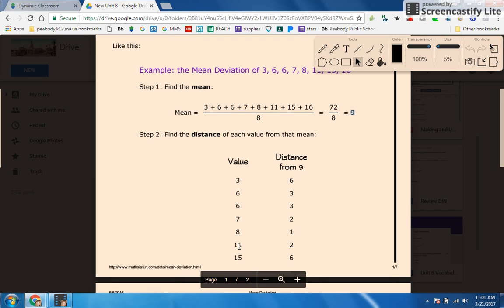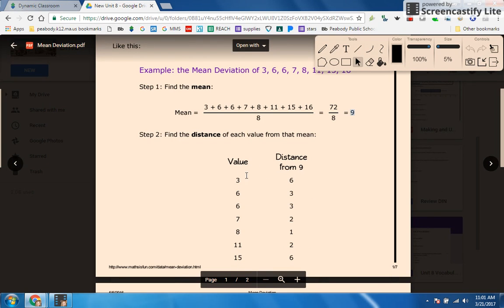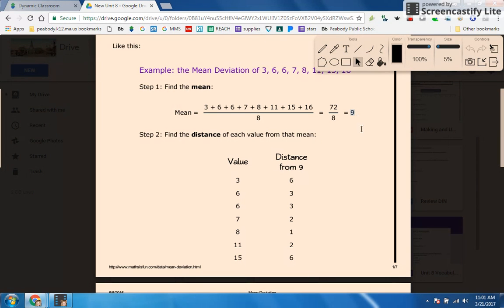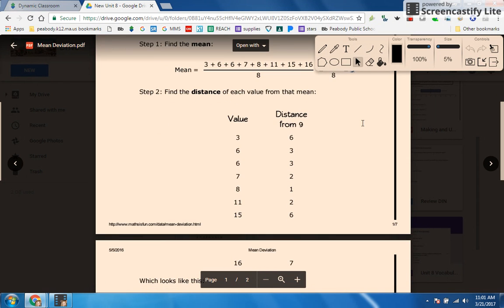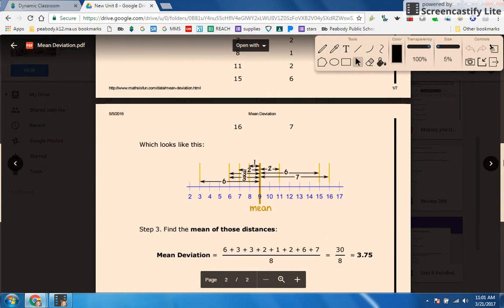Now when these numbers get bigger, you just do the subtraction backwards so that you still get a positive number. So 11 minus 9 is 2. 15 minus 9 is 6. So all you do is take your original numbers and subtract each one of them from the mean, which in this case was 9. Then you take all of those numbers and you find the mean of those. So you add all of those numbers together and divide that by how many numbers there were.